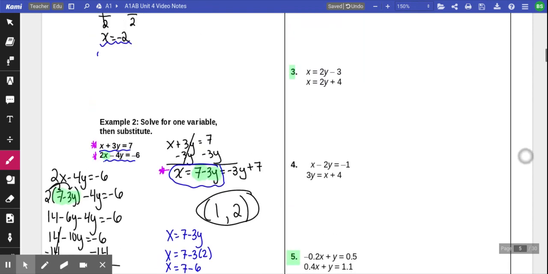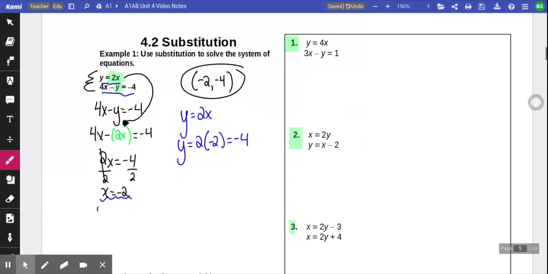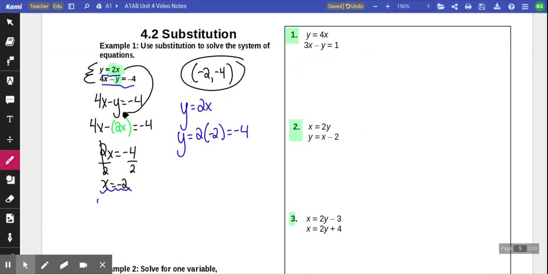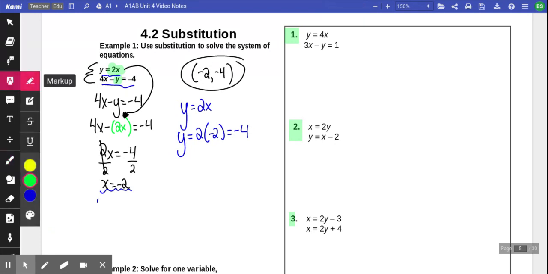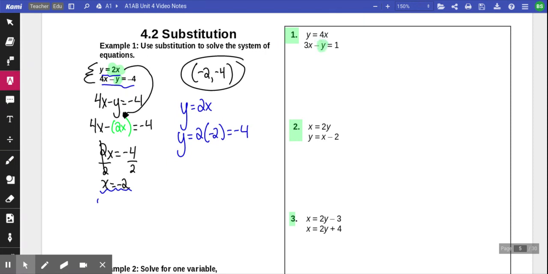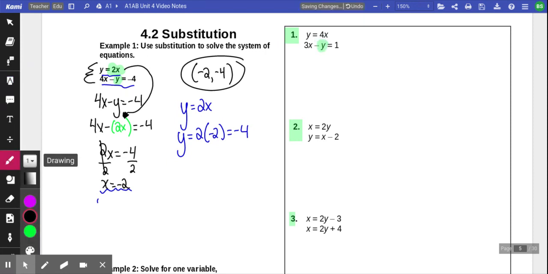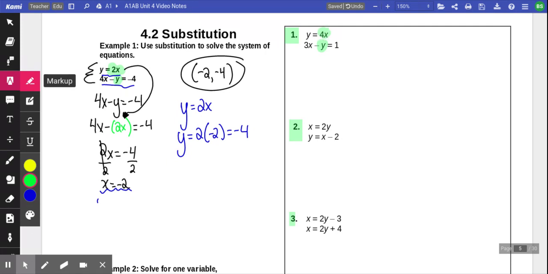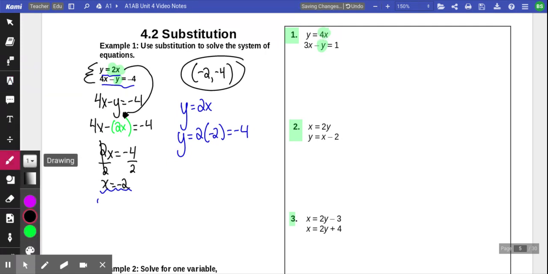Great, we're going to work with some of these on the side up here. Your life is definitely a little bit easier if you're already given an equation where one of the variables is equal to something. So for number 1, we're given that y is equal to 4x. So we can just take that and plug it right in for y into the second one, right? So we can take the idea that 4x is the same thing as y, as the first one tells us.